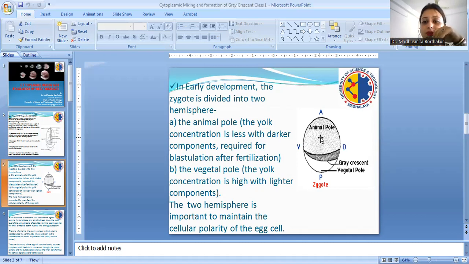Now, the two hemispheres are important in order to maintain the cellular polarity of the egg cell. Whenever I say cellular polarity, we have to remember one point: polarity means which side will be the face, which side will be the tail, which side will be your ventral side, and which side will be your dorsal side. The upper part is the dorsal side, this is the face side, having the teeth, and this is the ventral side. The two hemispheres are important to maintain the cell polarity.